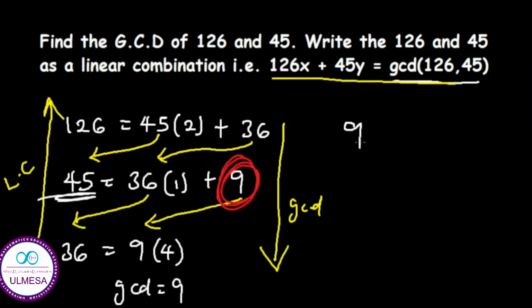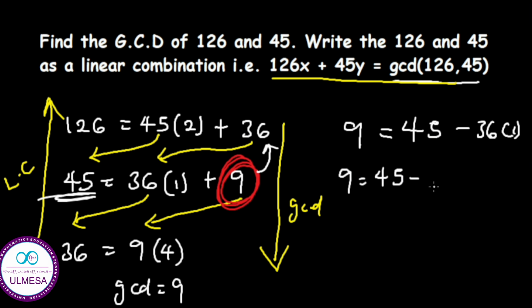9 will come out first, is equal to 45 minus 36, times 1. Do you get it now? That's where it starts from. So from here, the next thing I'm considering after 9 is 36. I'm changing 36 the way I changed 9. 9 is 45 minus 36. What would 36 be? 36 is 126 minus 45 times 2. Don't forget there is still a 1 outside. Let me open the bracket.